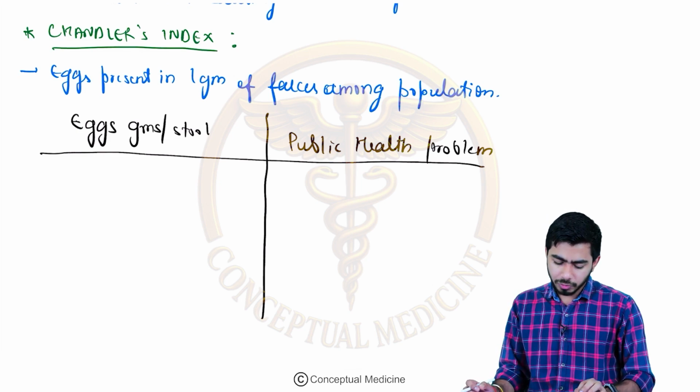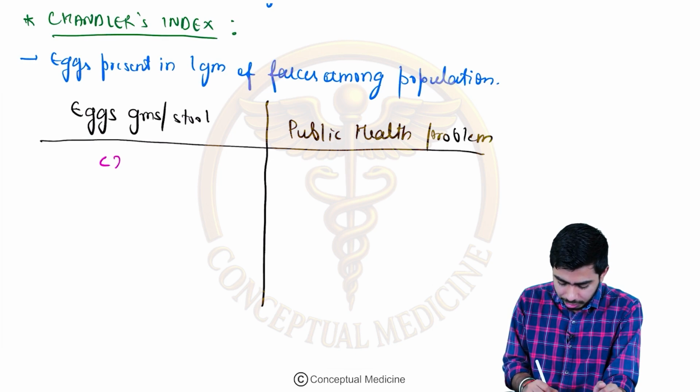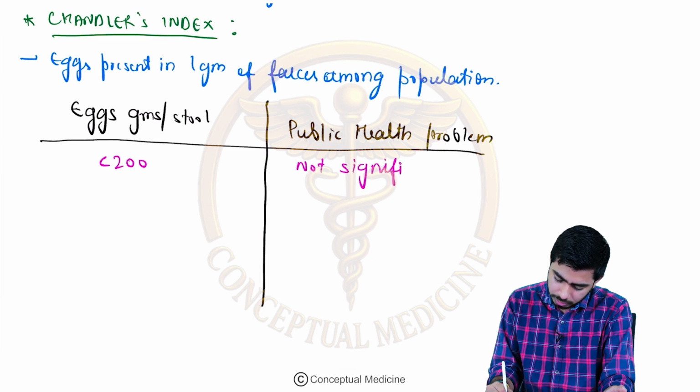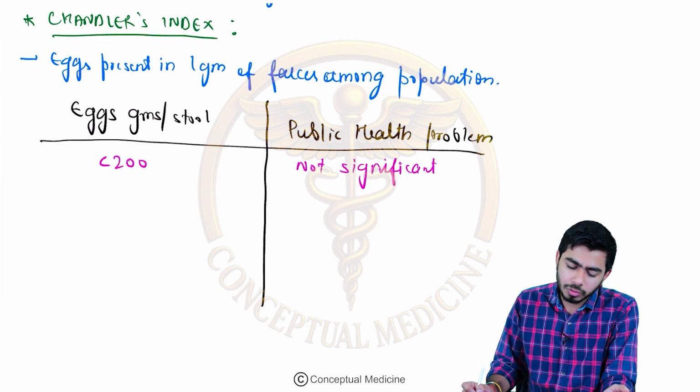If you talk about the hookworm over here, x eggs per gram stool, okay, how many x might be present over there? So if it is less than 200, then it is not significant. So it is not the public health problem in that case, okay. And that should be our target as far as these hookworms are concerned, right?